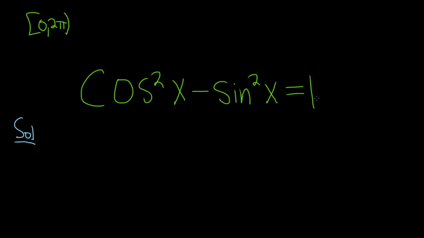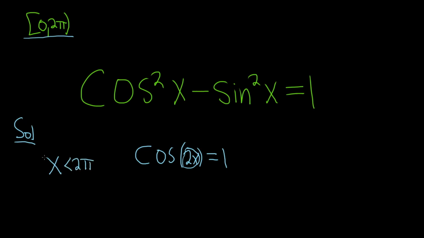So instead, what we're going to do is use a trig identity. Cosine squared minus sine squared is the same thing as cosine of 2x. And this is equal to 1. Okay, so now we're carefully going to solve this. The issue here is that there is a 2x. So let's think about where x is. x is between 0 and 2 pi. So let's write that down. Less than 2 pi, greater than or equal to 0.